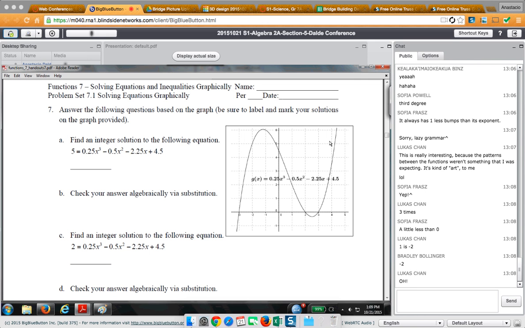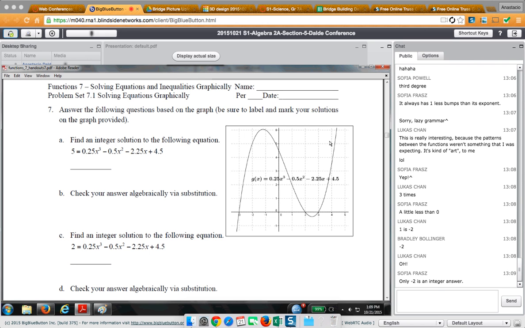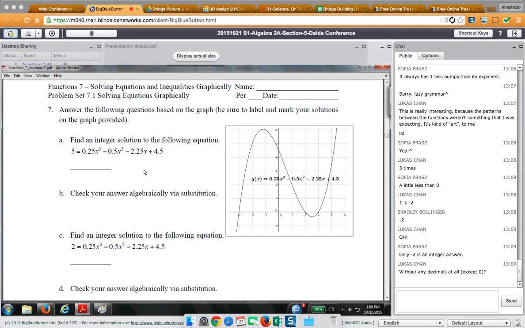An integer is like 1, 2, 3, 4, 5, all of that kind of stuff. A rational number includes 1, 2, 3, but it also includes 1.25, 1.3786. You see what I mean? So the only integer answer is negative 2. That's the only x integer value that gives you a y value of 5. So your answer here would be negative 2. Done. That's it. Check your answer algebraically by substitution. So what we can do now is plug in this equation, but then put in a negative 2 in there, and we'll see what happens.